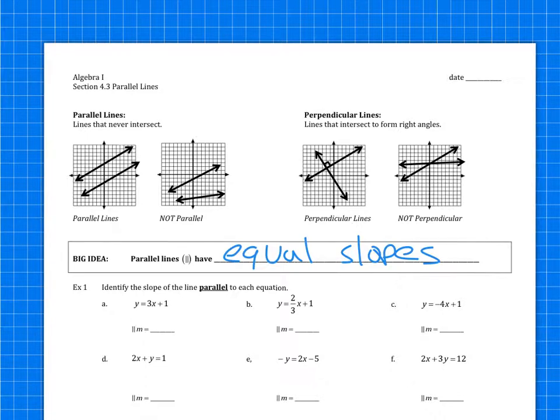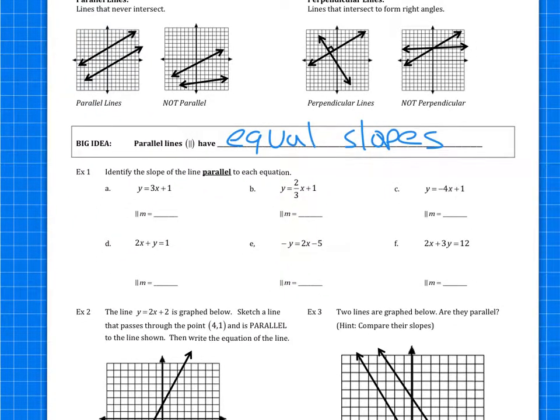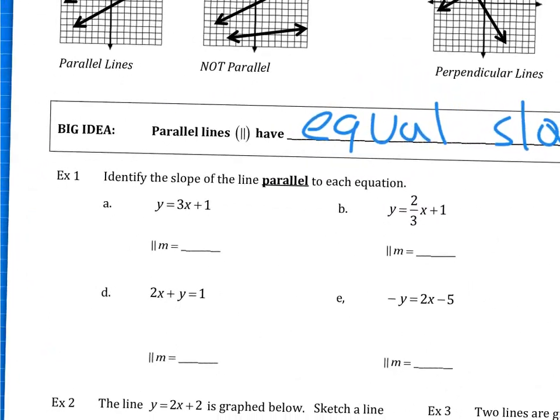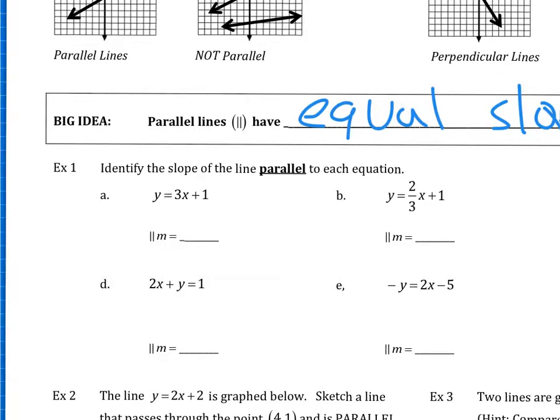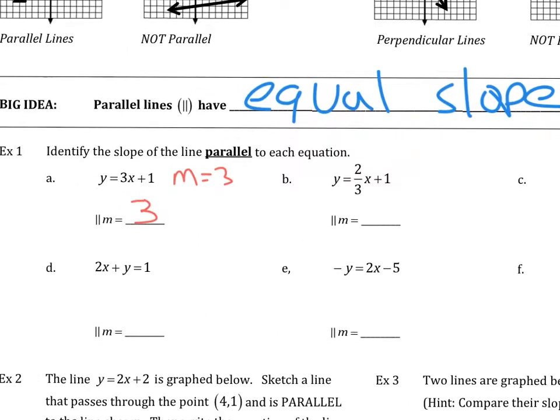So in example 1 here, we'll do a couple of these and then I'll leave the rest for you guys to do, but I want to find the slope that's parallel to each equation. Okay? Well, if I look at each equation, I can decide, well, what is the slope of that equation? So the equation y equals 3x plus 1, my slope is 3. Well, the parallel slope would be equal to that. So the parallel slope is also 3. It's pretty easy. So in B, the slope is 2/3. So the parallel slope is 2/3.